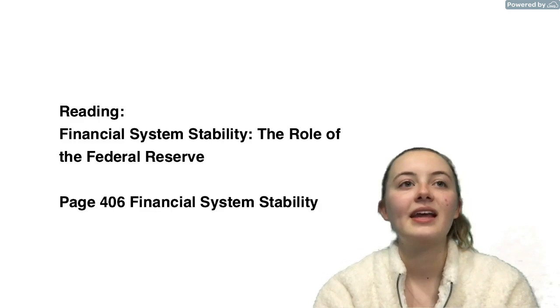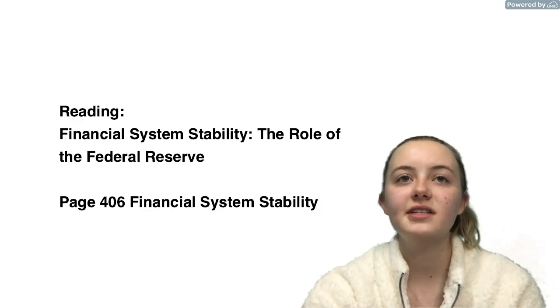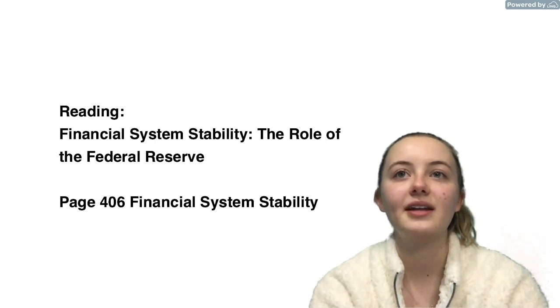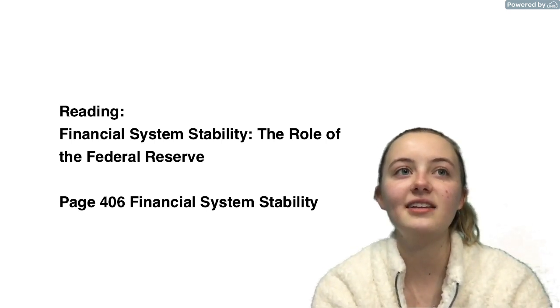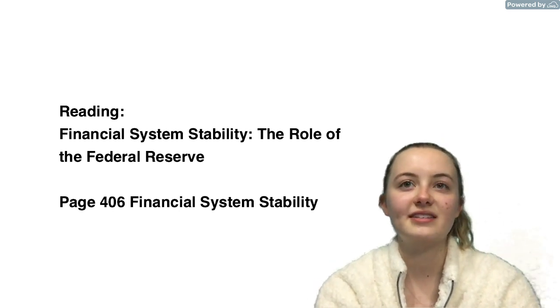Okay, for Objective 2, we're starting on page 405. Financial system stability. The Federal Reserve was founded to stop the financial panics that plagued the United States during the late 19th and early 20th centuries. It took a while to work out the kinks in the system.